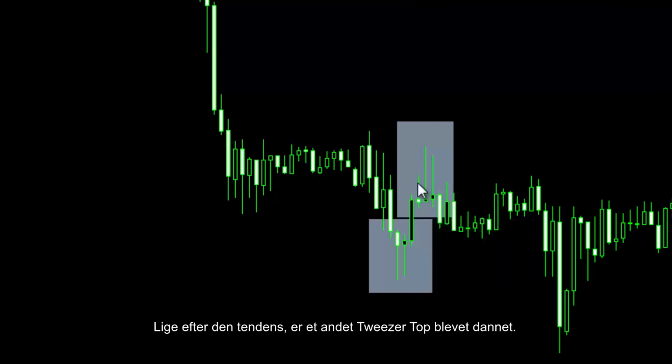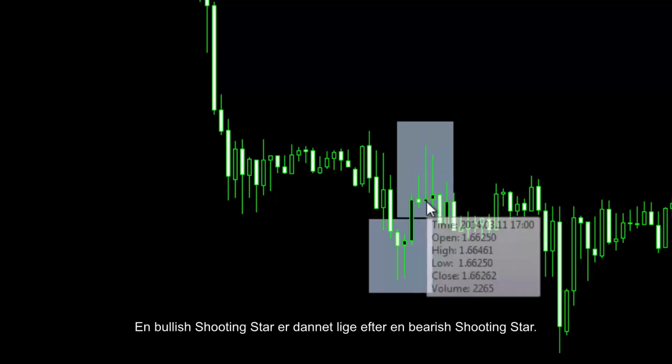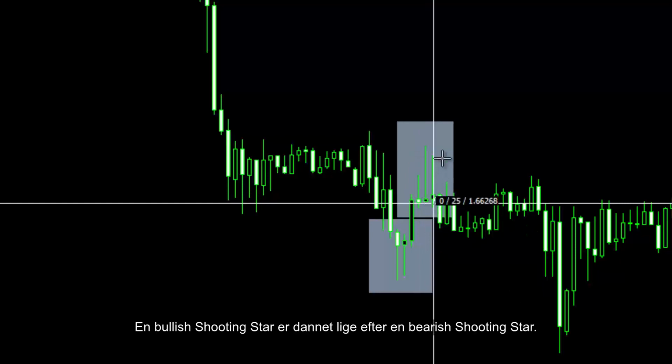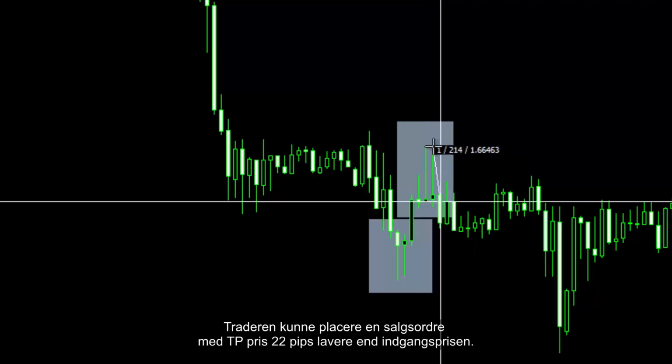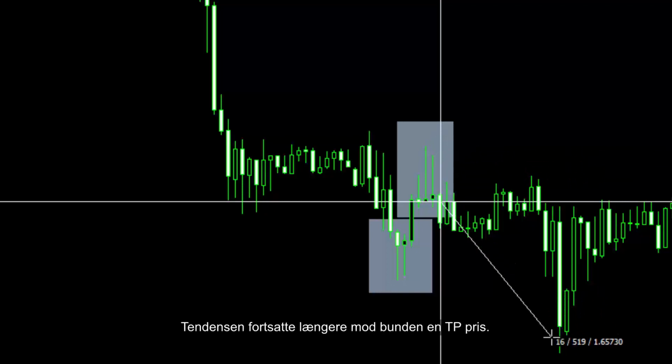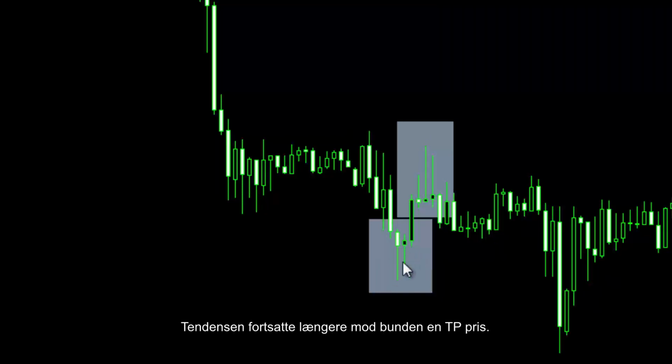Just after that trend, another tweezers top has formed. A bullish shooting star formed just after a bearish shooting star. A trader could place a sell order with TP price 22 pips lower than the entry price. Trend proceeded towards the bottom more than TP price.